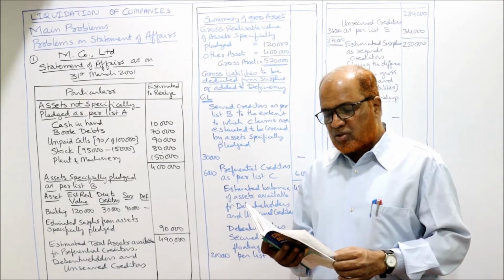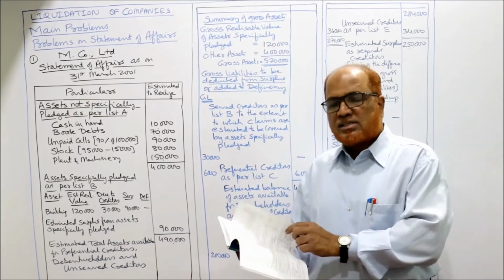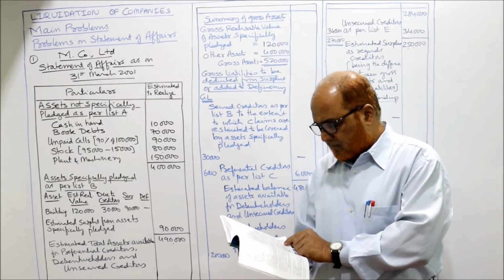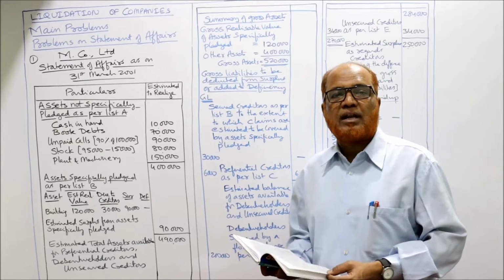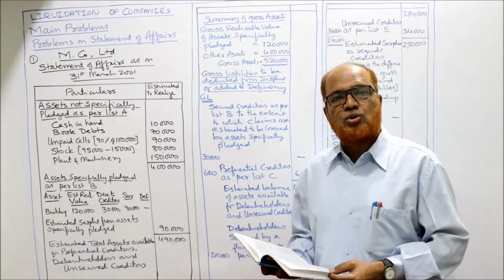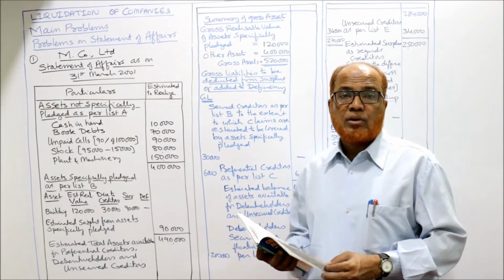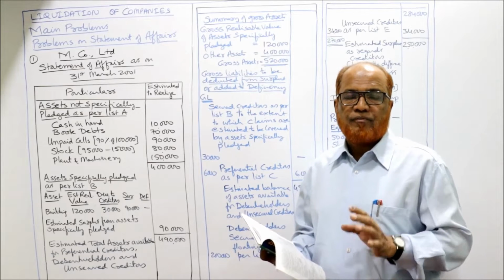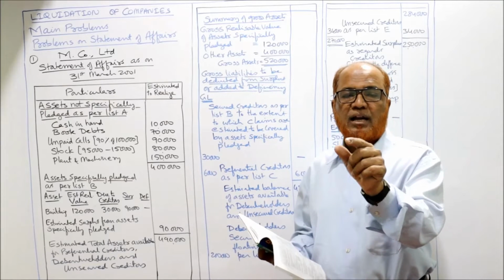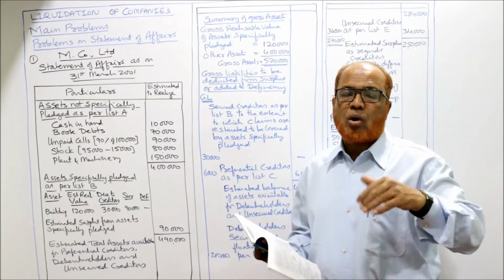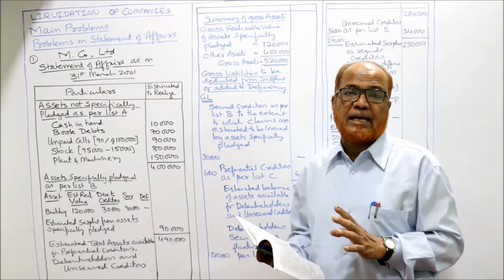Calls in arrear are expected to realize 90%. The calls in arrear are given on the asset side as 1 lakh, so 90% of 1,00,000 is expected to realize. Bank overdraft is secured against the building. The building is pledged, so the building will be taken under list B, whereas all other assets will be taken under list A.